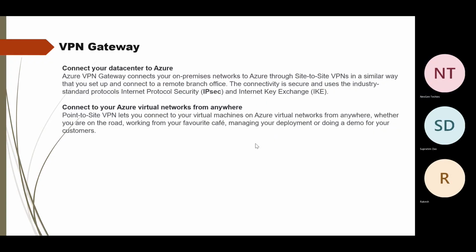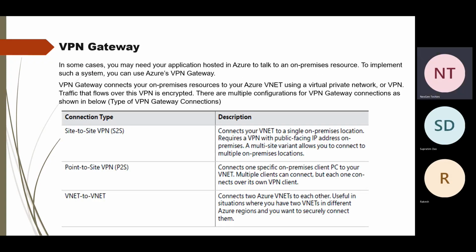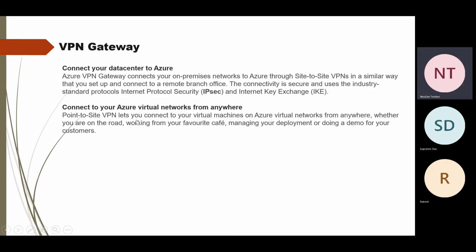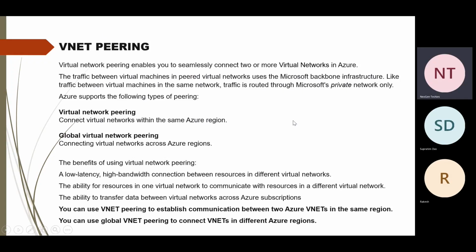Then the VPN gateway basically connects your data center to your Azure, and you can also connect to your Azure virtual network from anywhere. Using point to site VPN, the first one connects your corporate network to Azure. The second one connects to your Azure virtual network from anywhere using VPN clients. Okay. What is VNet peering?